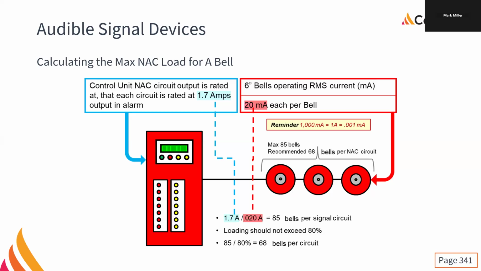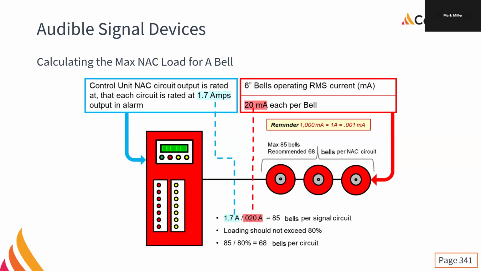On some of the simplex power supplies, you're limited to 3 amps, but that's across 3 circuits, right? So you could have one bell circuit that's got 3 amps on it, then you can't use the other two bell circuits. So you've got to be aware of what you're working with and don't overload it.